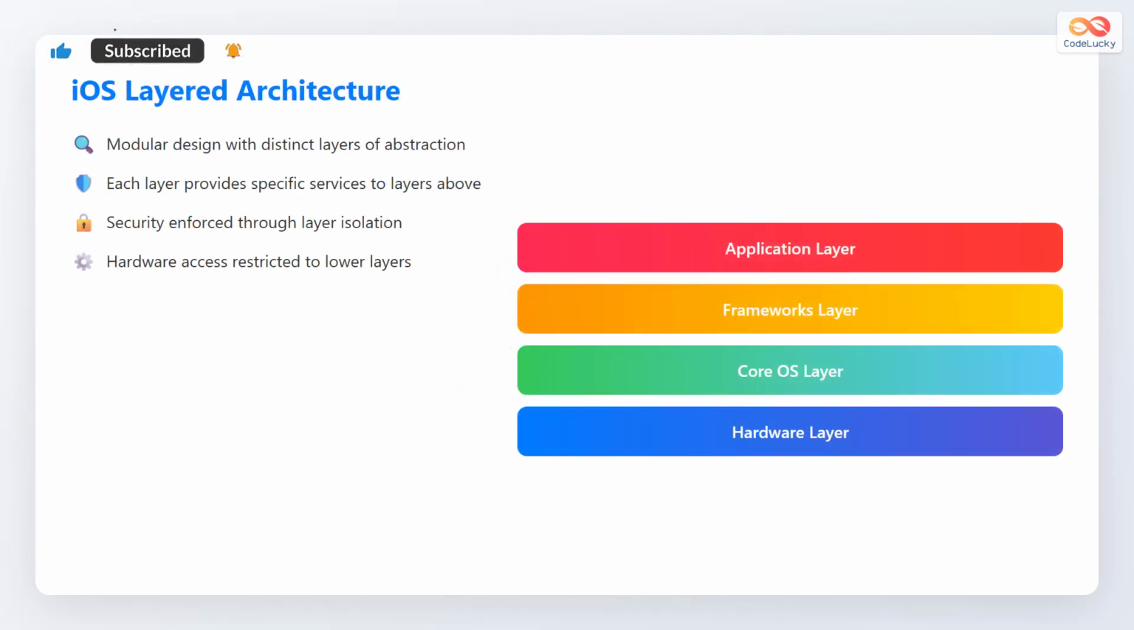iOS employs a layered architecture, a modular design that uses distinct layers of abstraction. Each layer provides specific services to the layers above it, ensuring security through layer isolation and restricting hardware access to the lower layers. The layers from top to bottom are the application layer, frameworks layer, core operating system layer, and the hardware layer.